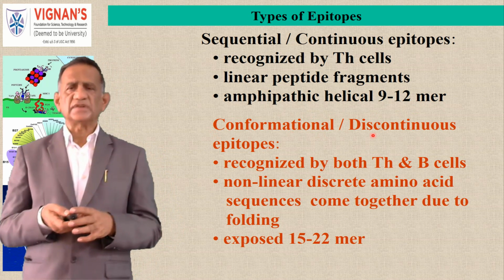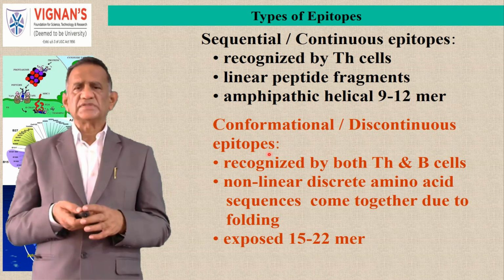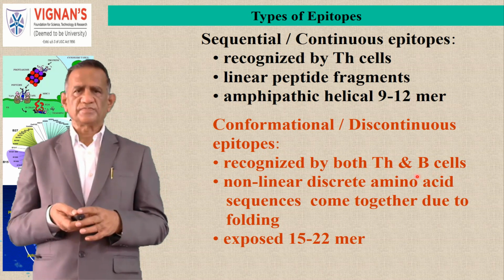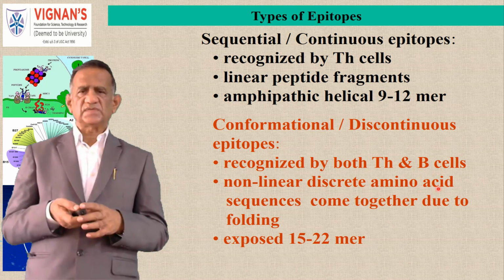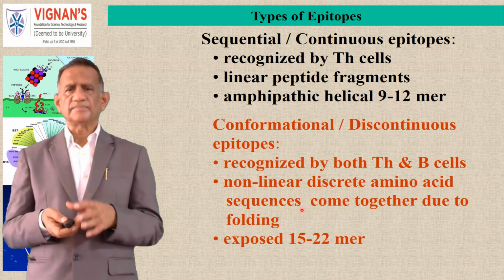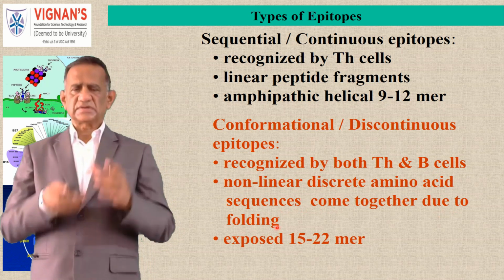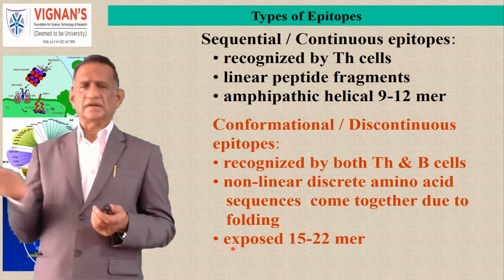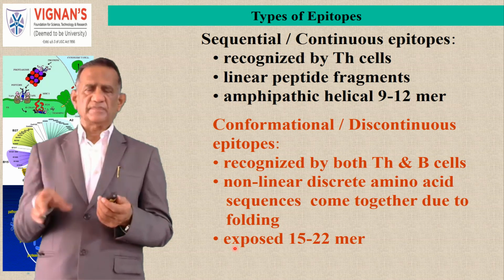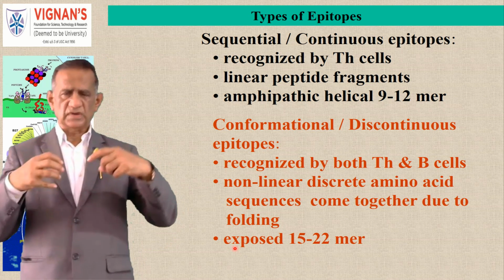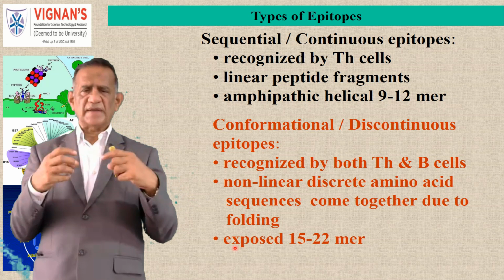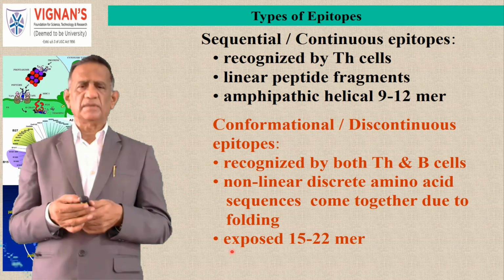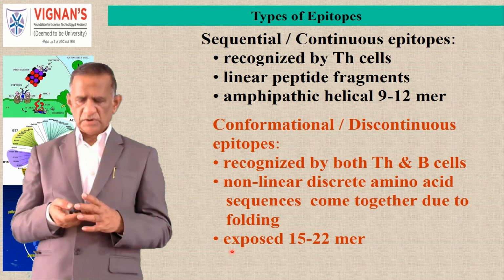Then conformational and discontinuous epitopes. They are recognized by both T helper cells and B cells. They are non-linear, discrete amino acid sequences that come together due to folding. I will show you the diagram in the next slides. The antigen is not a single linear thread. It has a folded pattern. The folds are far apart sequence-wise, but because of the folding they come closer. Those folds are called conformational epitopes. They are nearly 15 to 22 residues.